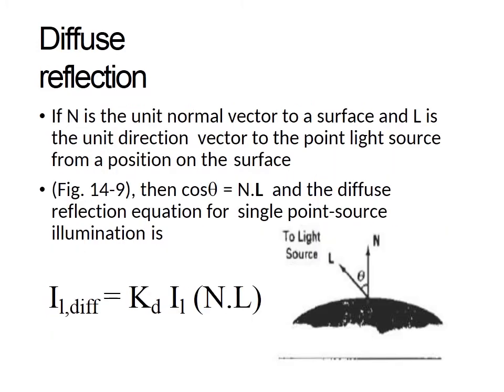If N is the unit normal vector to the surface and L is the unit direction vector to the point light source from a position on the surface, then cos theta is equal to N dot L, and the diffuse reflection equation for single point source illumination is I l,diffuse is equal to KD IL (N dot L). So if the incoming light from the source is perpendicular to the surface at a particular point, that point is fully illuminated. As the angle of illumination moves away from the surface normal, the brightness of the point drops off. This is the formula for I diffuse equal to KD IL (N dot L).